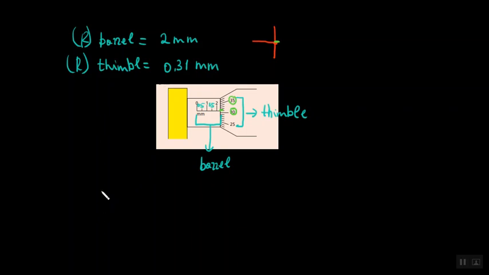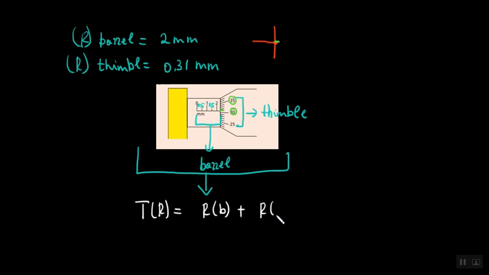So what will I do? Again, I have to add them together. The reading of this micrometer is going to be the total reading, reading of the barrel plus reading of the thimble, and it's equal to 2 millimeter plus 0.31 millimeter. So the answer is going to be 2.31 millimeter. And that's it. I hope you find it well.